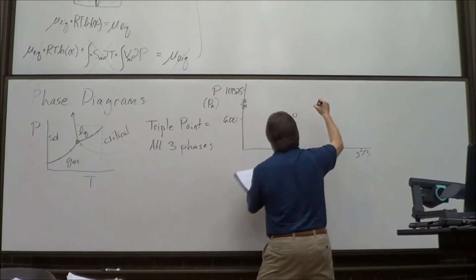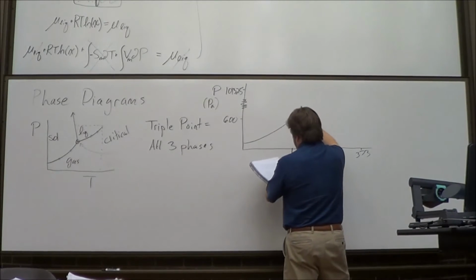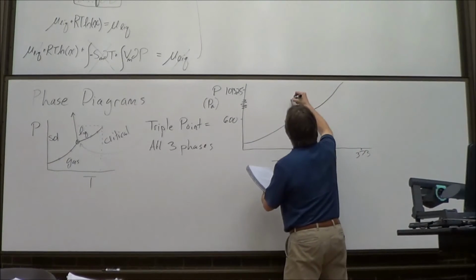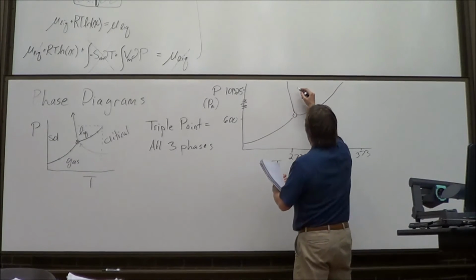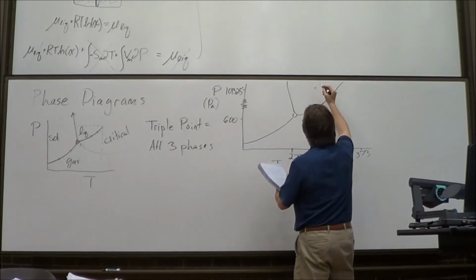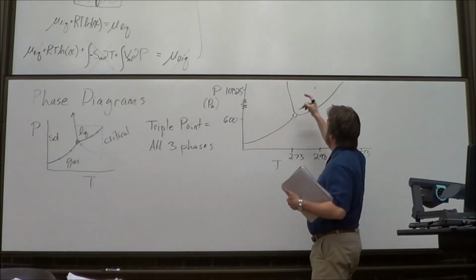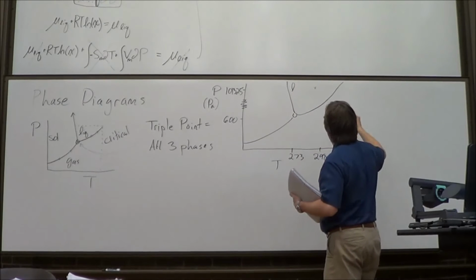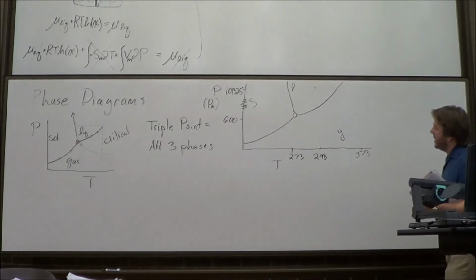Okay, so there's 1 atm, and this goes like this, and this goes like that. Okay, 273. So we're right here: room temperature, 1 atmospheric pressure. I'm in the liquid region. And again, here's the gas and here's the solid. It's not hard to figure out.